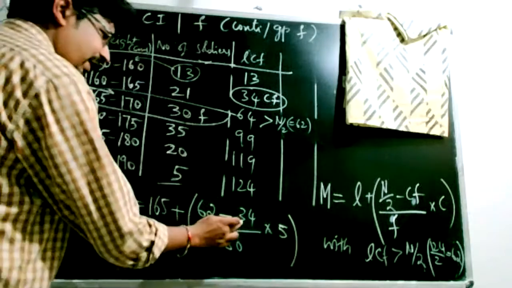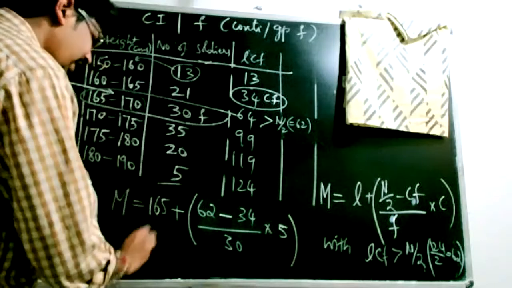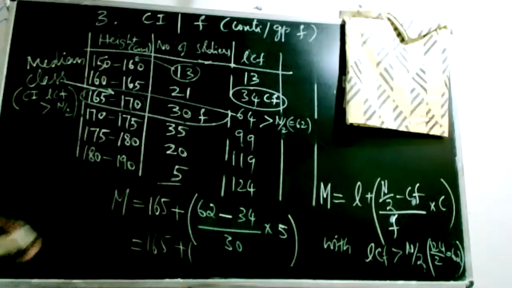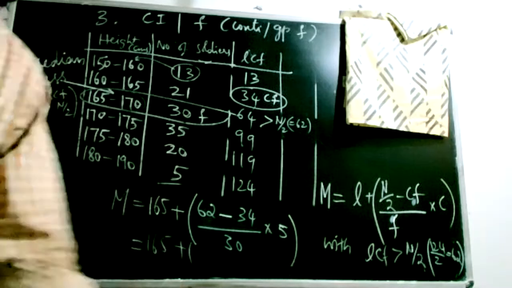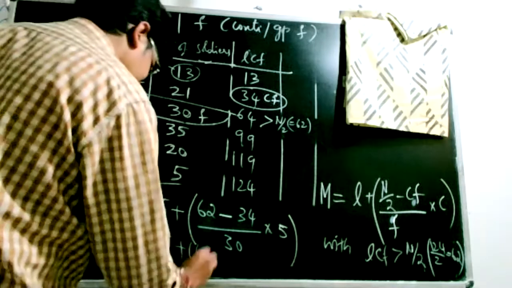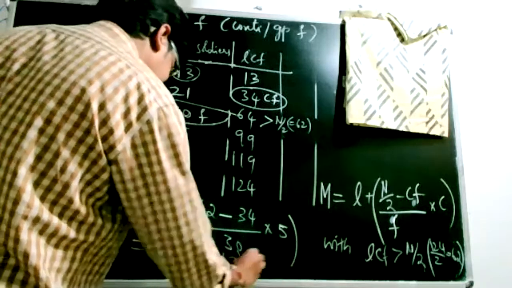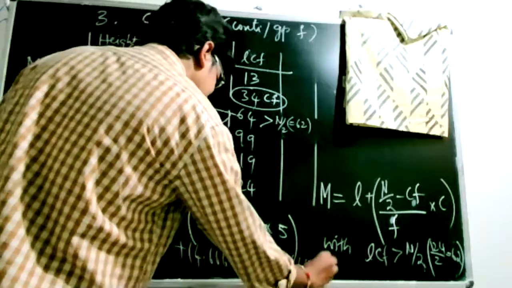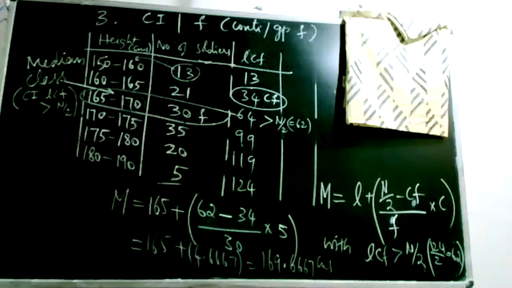So first you do the subtraction, multiplication and division, and at the end you add. So 62 minus 34 is 28, I guess. 28 into 5 divided by 30 comes to 4.6667. So when I add 165 to that, I get 169.6667 centimeters as the value of the median.